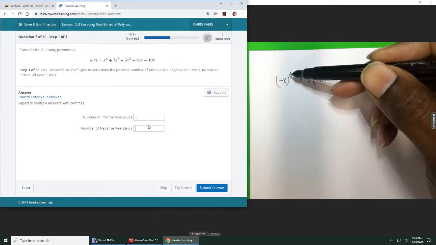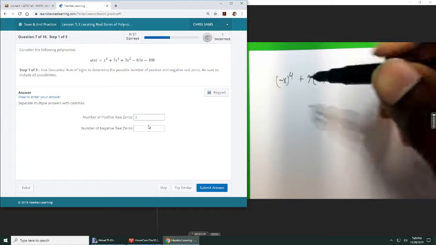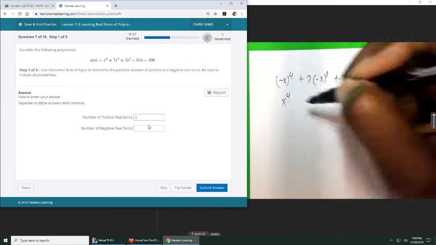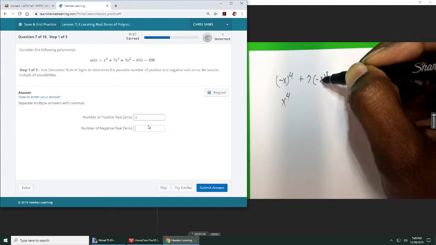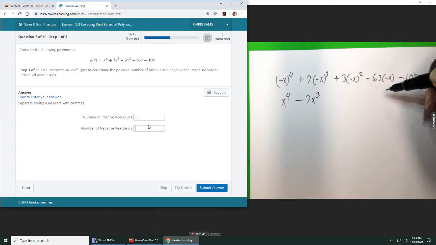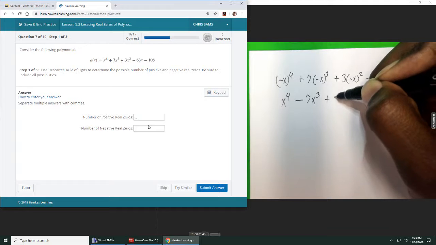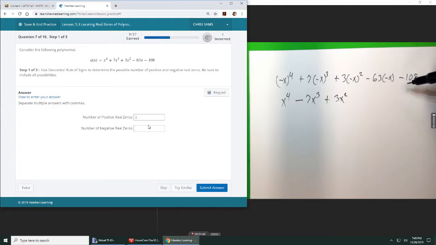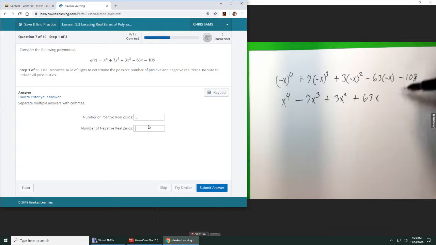So when you evaluate a negative x to an even degree, it's going to come back out even. So this will stay x to the 4th. It's going to be positive. A negative x to an odd degree will become negative. So negative times positive, this will become negative. So 7x cubed. This will be positive, and this is positive, so still positive, positive 3x squared. This is odd, so negative times a negative, this becomes positive, 63x, and then that will just stay negative 108.